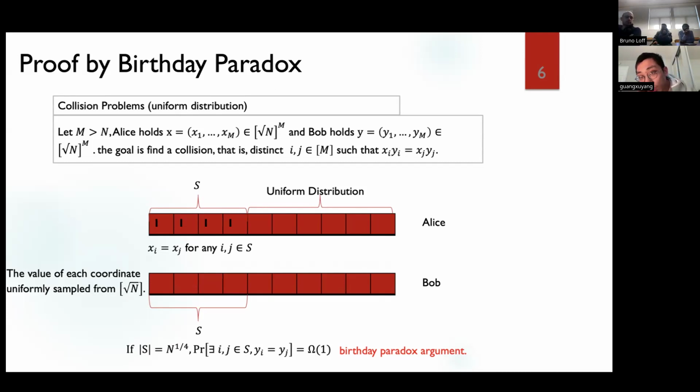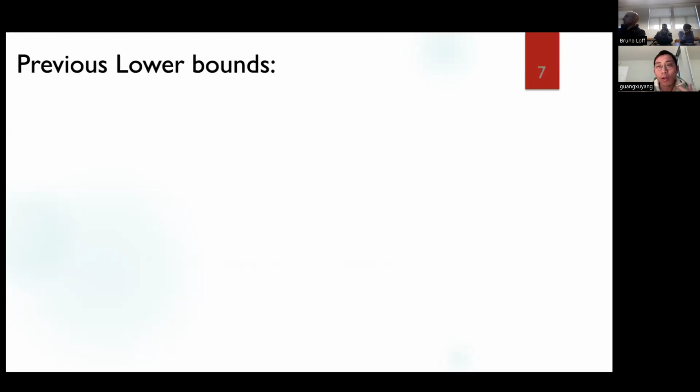Okay, so you can remember this protocol and this proof, since it will give you some intuition about how we can prove a lower bound. Since the Boolean paradox gives not only an upper bound, it is also a lower bound. So we first review prior lower bounds.